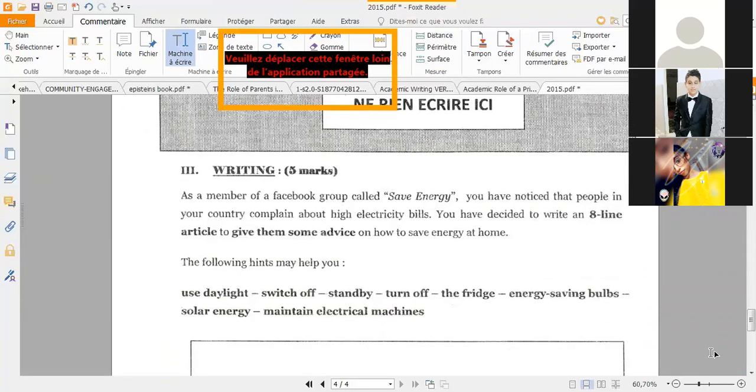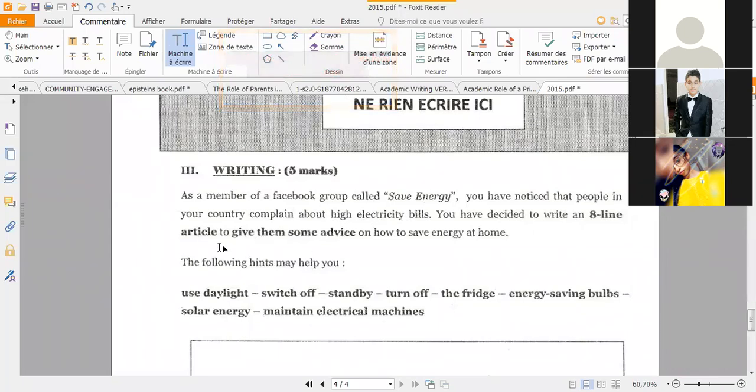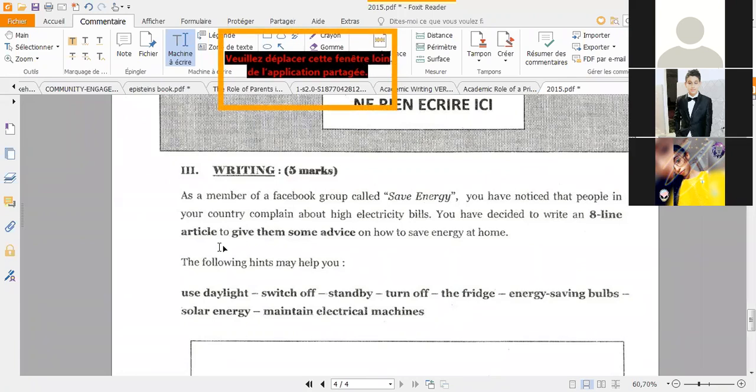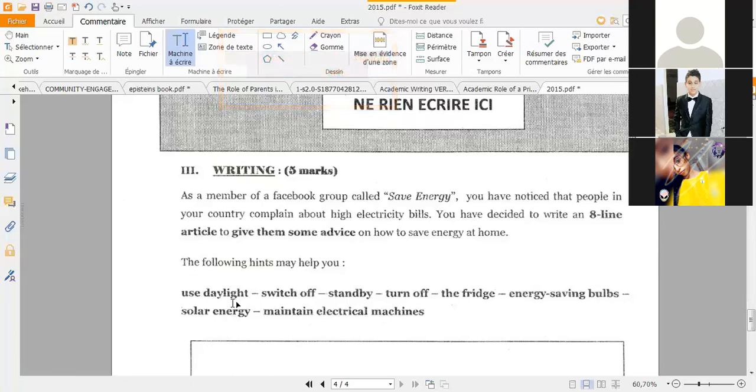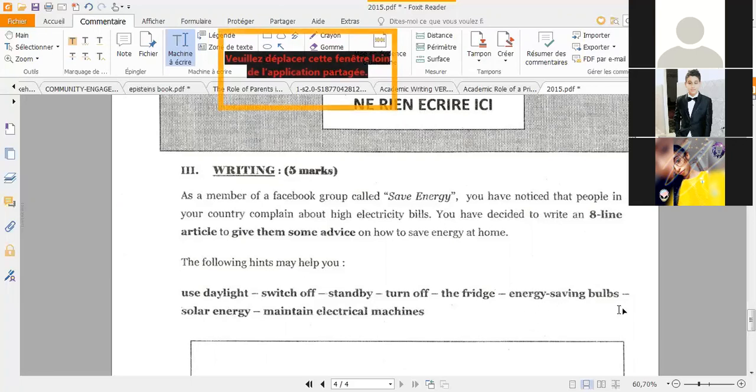Okay, now let's move on to the writing task. As a member of a Facebook group called Save Energy, you have noticed that people in your country complain about high electricity bills. We always receive high electricity bills from Steg, okay? We pay 500 dinars, 700 dinars. So everybody is complaining about how expensive electricity is. So you have decided to write an 8-line article to give them some advice on how to save energy at home. You have here: use daylight, switch off standby, turn off the fridge, energy saving bulbs, solar energy, maintain electrical machines.